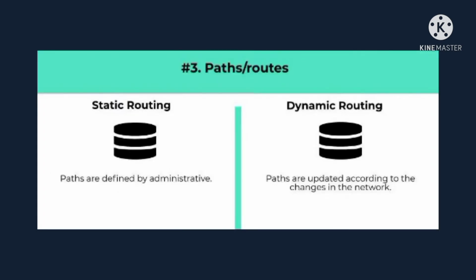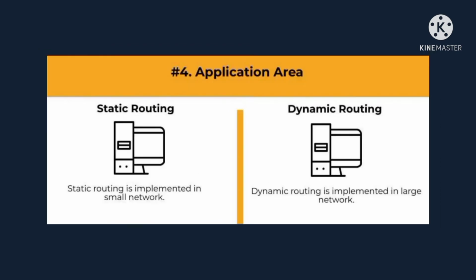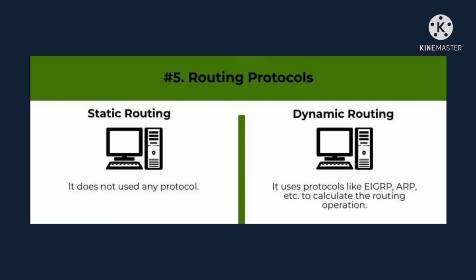Third is the path or routes. In static routing, paths are defined by the administrator, while in dynamic routing, paths are updated according to the changes in the network. Fourth is the application area. In static routing, it is implemented in small networks, while in dynamic routing, it is implemented in large networks.